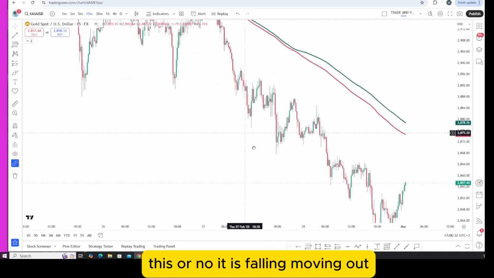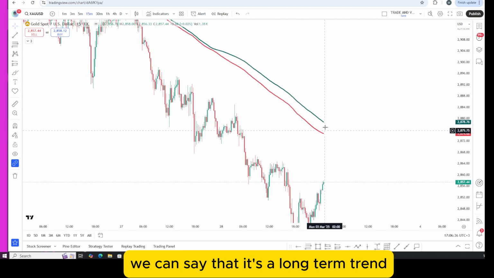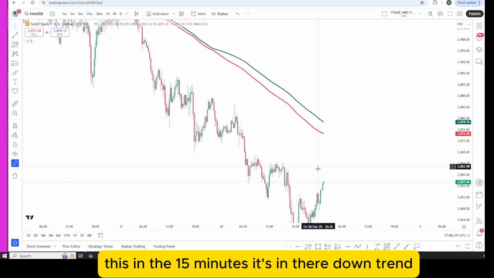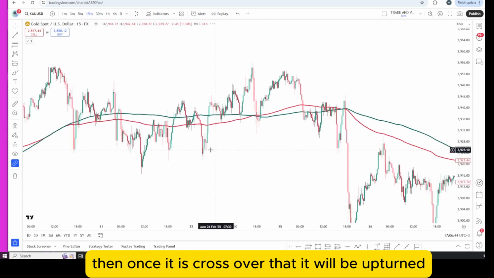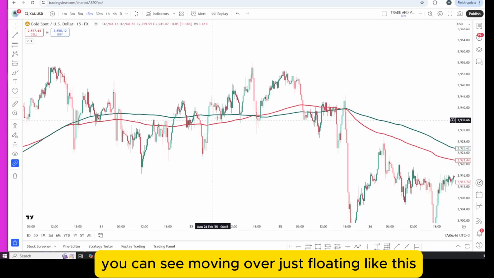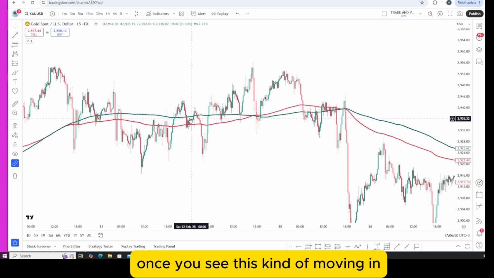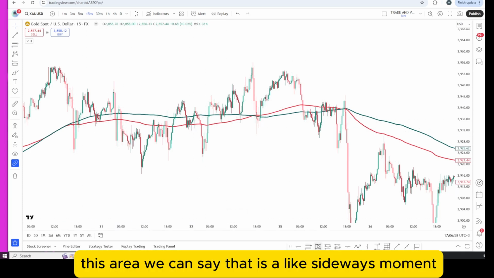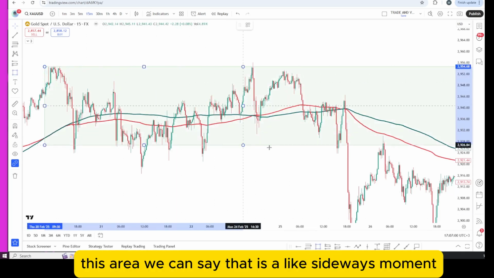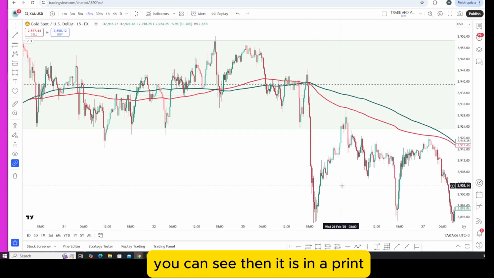Now the moving averages are falling. We can say that the long-term trend is in the 50 minute, it's in a downtrend. Once it crosses over that, it will be an uptrend. You can see the moving averages floating like this. It is a sideways movement. Once you see this kind of movement, where it is not rising or falling, avoid the trend. This area we can say is a sideways movement. Once it starts falling, you can see then it is in a trend.